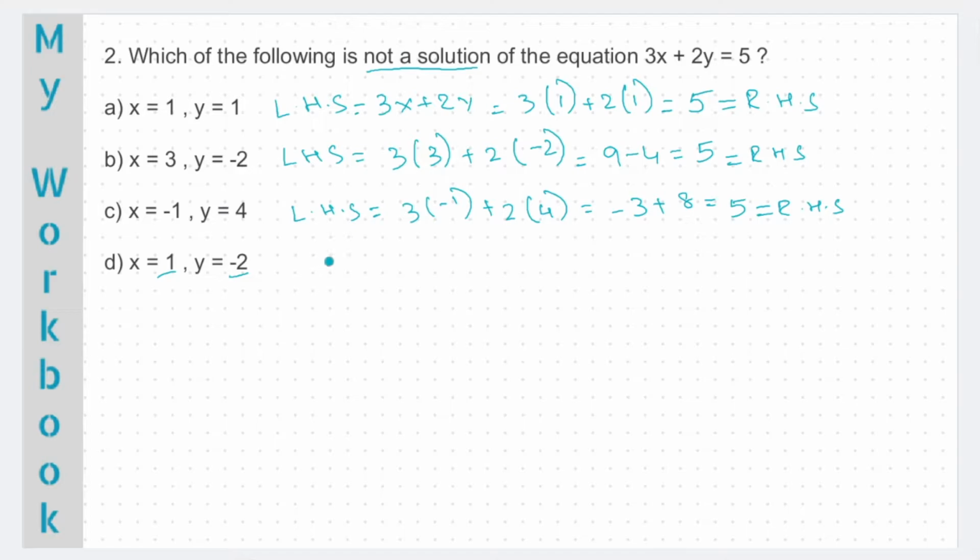Let's check it one more time. 3 into 1 plus 2 into minus 2. 3 minus 4, which is minus 1. Here it is not equal to the right hand side. So this cannot be a solution for the equation. Hence option D is the correct choice.